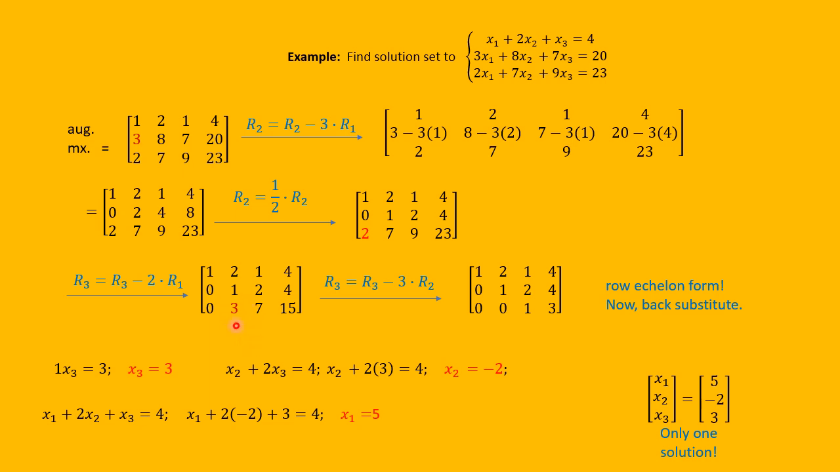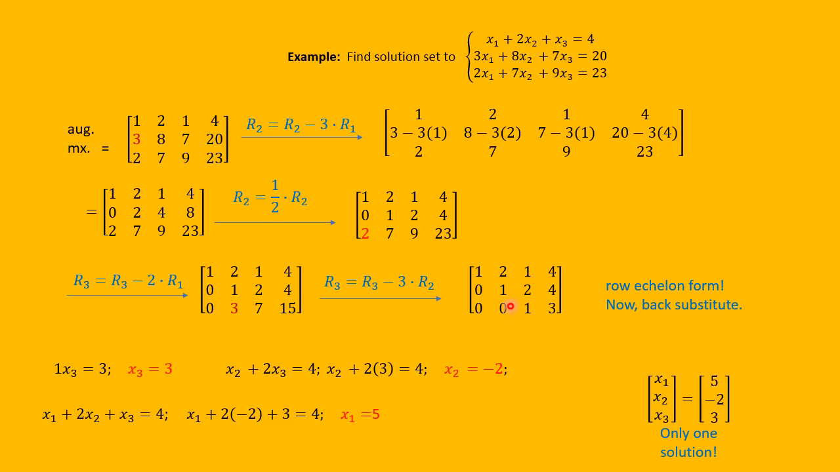So now I'd like to get a 0 here using row 2. I can subtract 3 times row 2 from row 3. So row 3 equals row 3 minus 3 times row 2. So what happens is 0 minus 3 times 0 is still 0. 3 minus 3 times 1 is 0. 7 minus 3 times 2 is 1. 15 minus 3 times 4 is 3. So we now have this matrix.